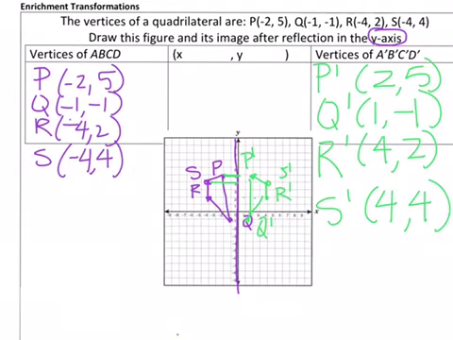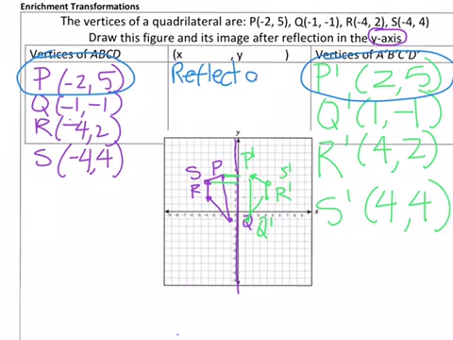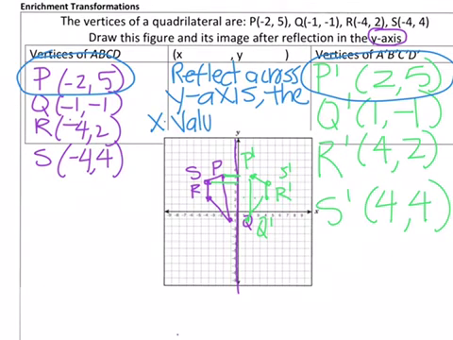Now, one thing I want you guys to write in the middle section of this chart is the difference. How did I get from this P value to this P prime value? What is the one difference and the similarity between all 4 of our new coordinates? If you haven't figured it out, I'll write it up here. When you reflect across the y-axis, the x value is the opposite, or the first value.